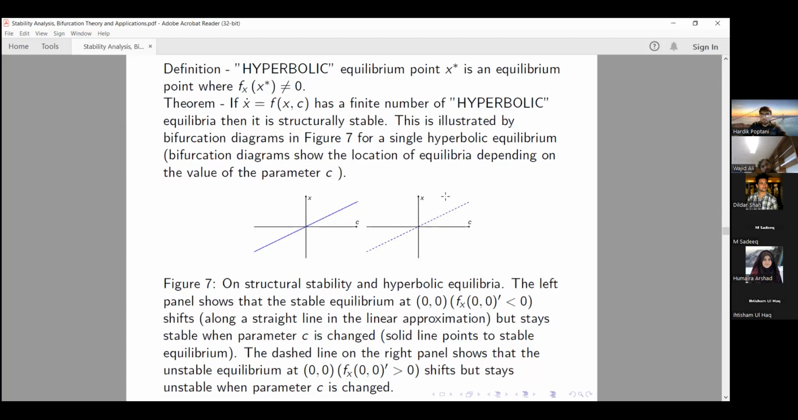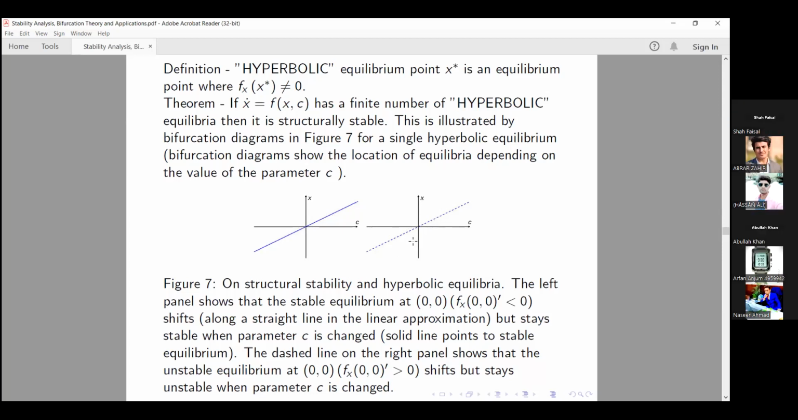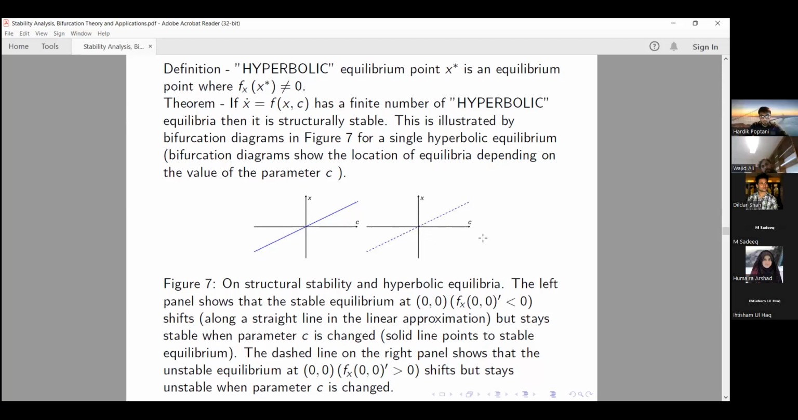Meanwhile, on the right, we show that now it's greater than 0. But therefore, even although c is changed, the whole equilibrium system will be the same, but it will not go according to this line. It will probably diverge somewhere else because it's unstable.